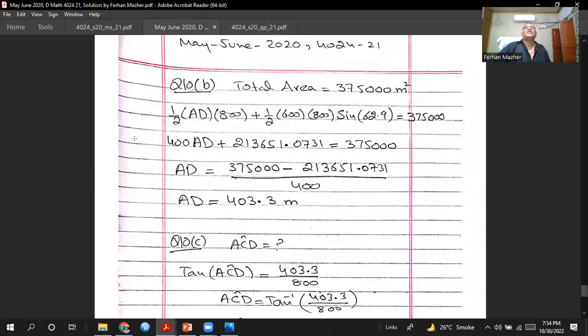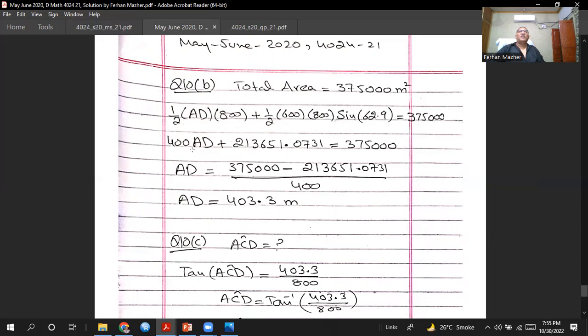So here we go. Here the total area is given, that is 375,000 meters square. It is composed of two areas, area 1 and area 2. Area 1 is a triangle, and the other one is also a triangle. The area of 1 will be 1 by 2 into AD into 800 plus 1 by 2 into 600 into 800 into sine of 62.9, and that is equal to 375,000.